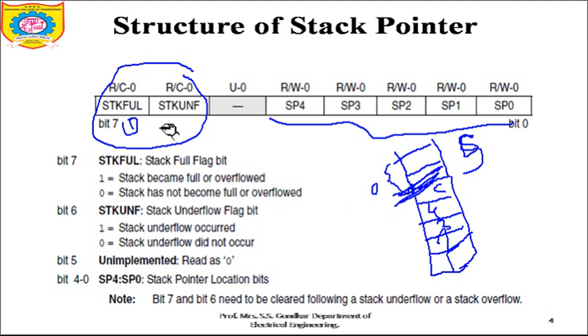Then bit number 6 is the stack underflow flag bit. If this bit is 1, it means stack underflow has occurred, and if it is 0, it means stack underflow has not occurred, and this bit is unused as I told you. Whereas bit number 4 to bit number 0 are the stack pointer locations. These are 0 to 4, which means 5 bits. So 2 raised to 5 is 32.